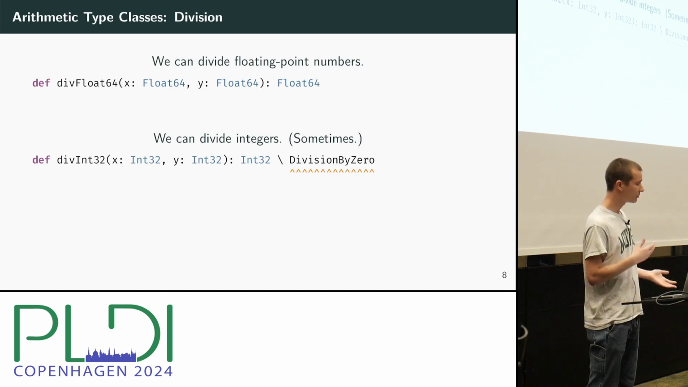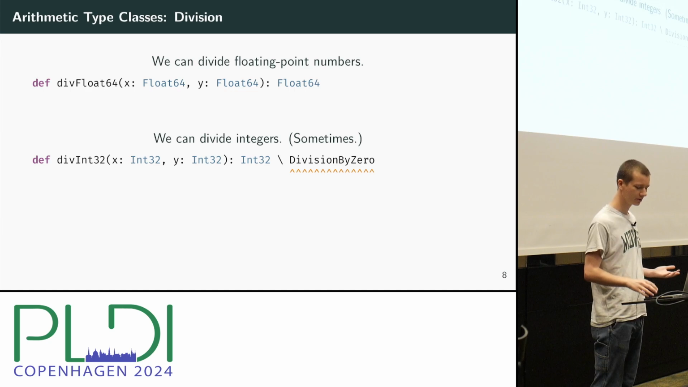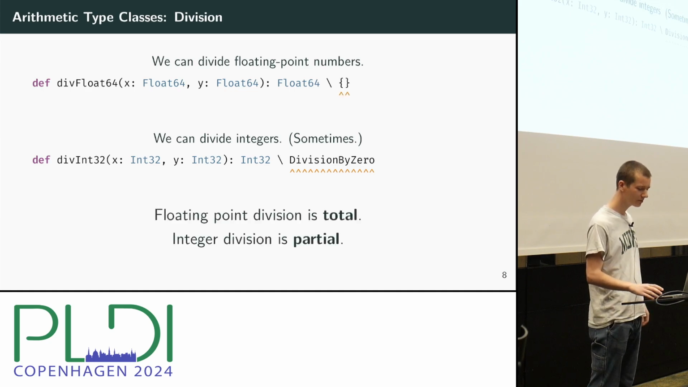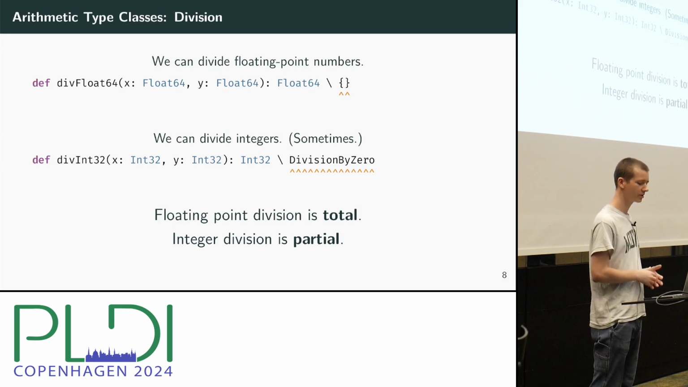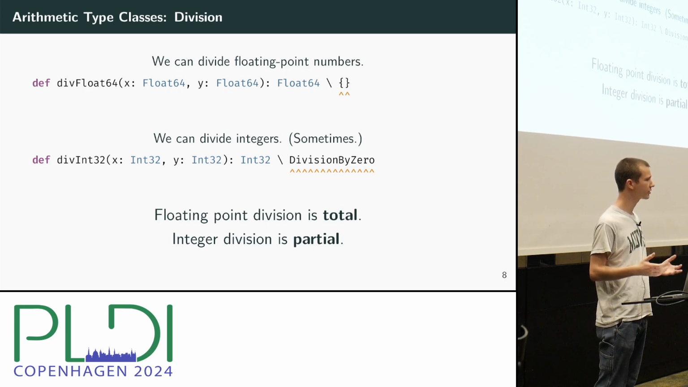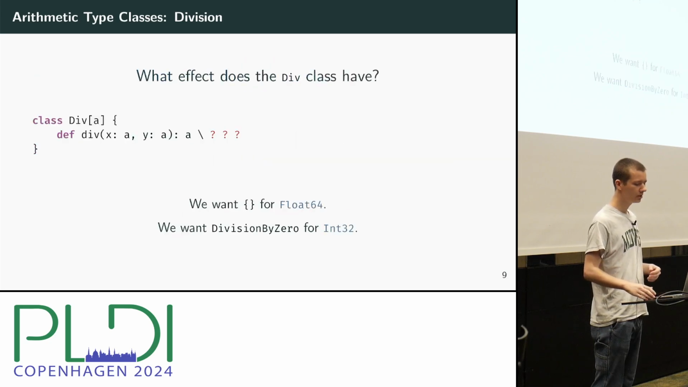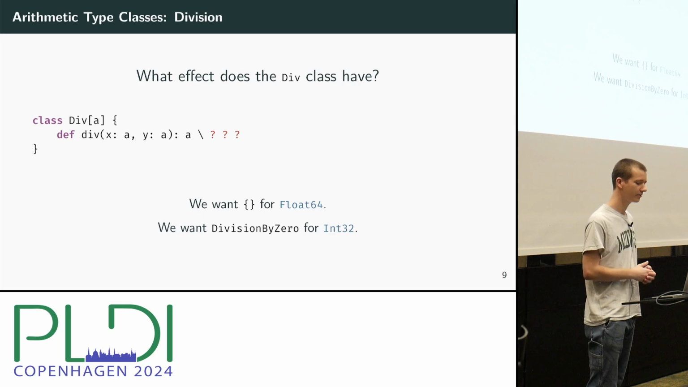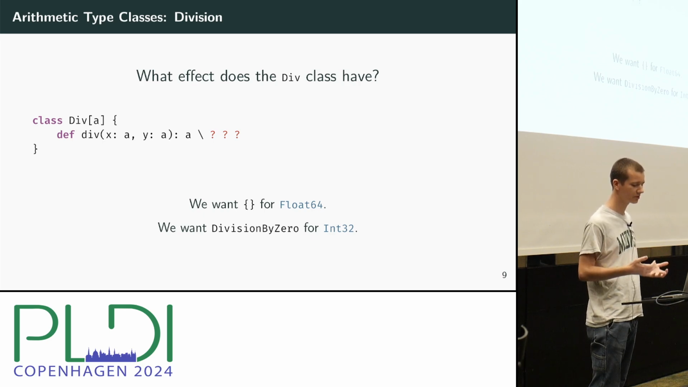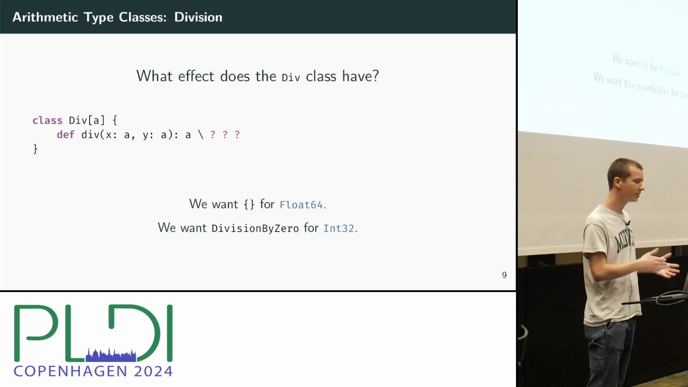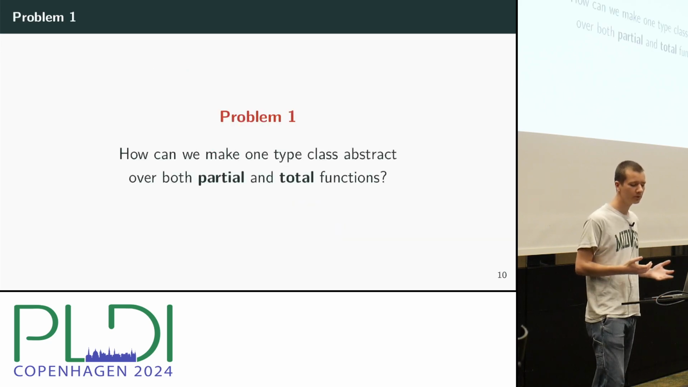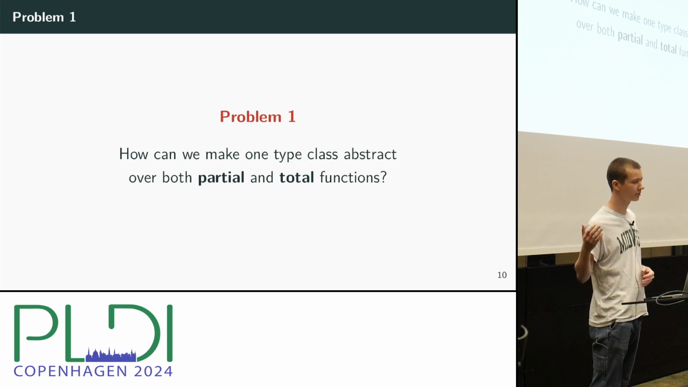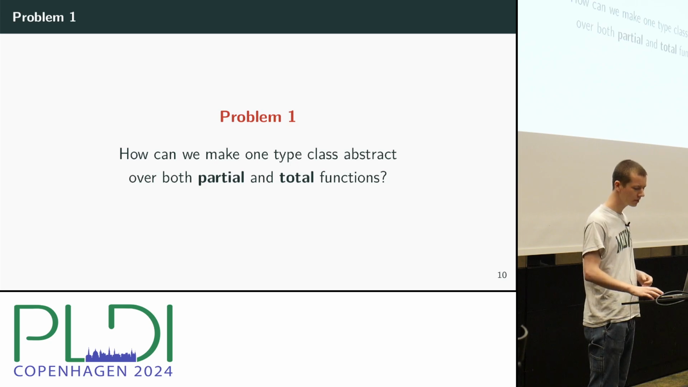So if we want to abstract over this like we did with the addition and define a division type class, we actually have a problem, because floating point division is total, but integer division is partial. So when we have this division by zero exception in dividing an integer, we need that in the effect signature. So what effect signature does division have? It can't be pure, because we need this division by zero, but it can't be division by zero because we need this purity for floating points. So more generally, the problem that we have is how do we make one type class abstract over both partial and total functions? So that was our first example.